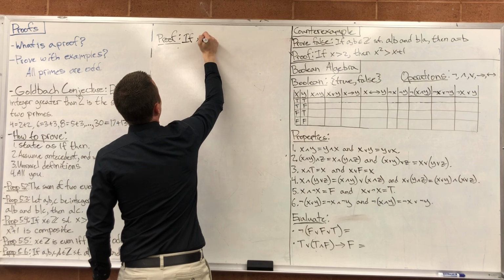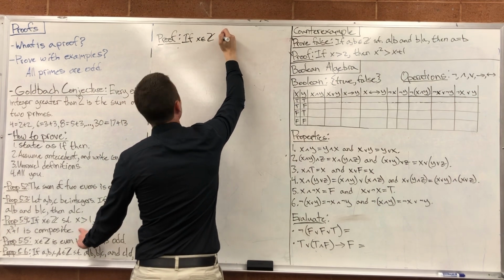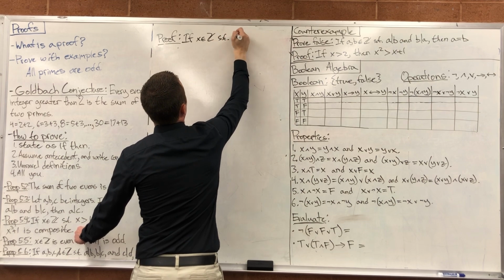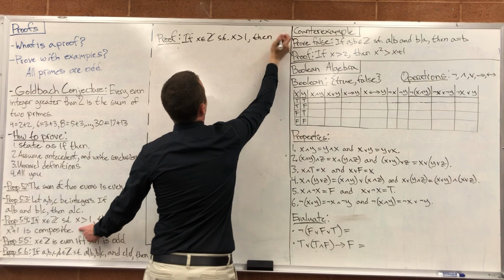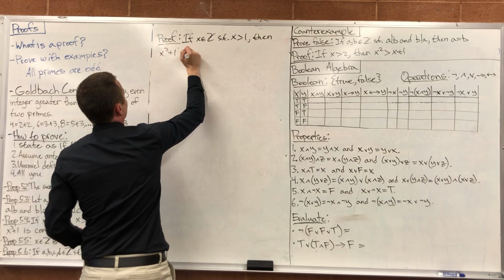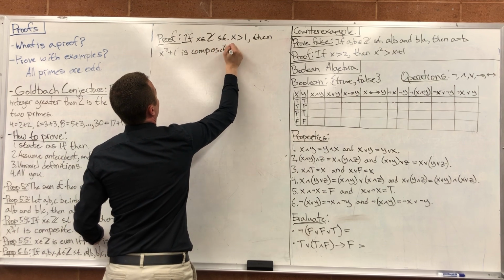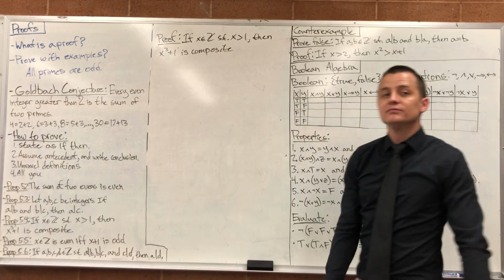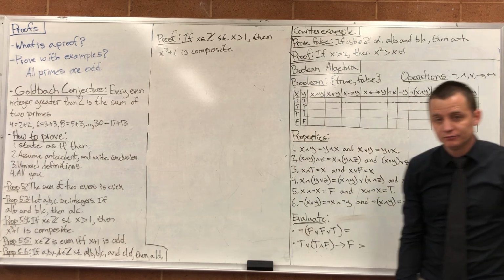So if x in Z, if x is an integer such that x is greater than 1, then x cubed plus 1 is composite. So it's guaranteed to not be prime. How on earth are we going to prove that?